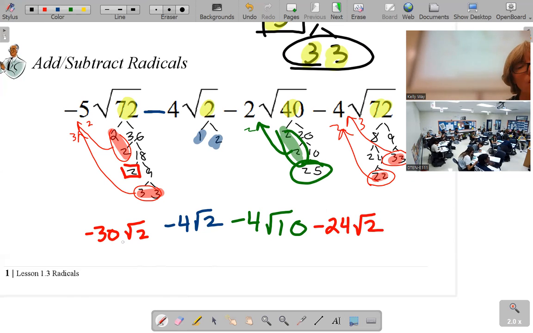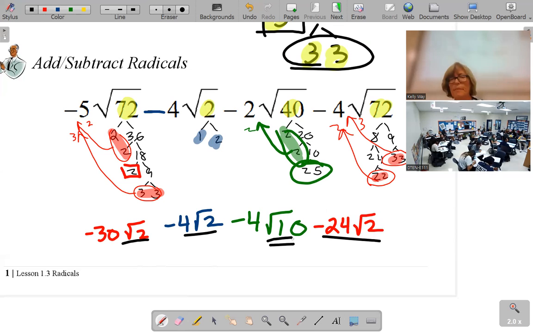Now, yes, you collect like terms. Go. Now you collect like terms. Negative 3, 4.